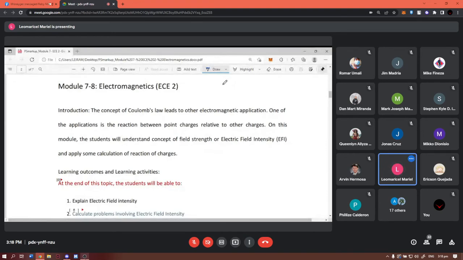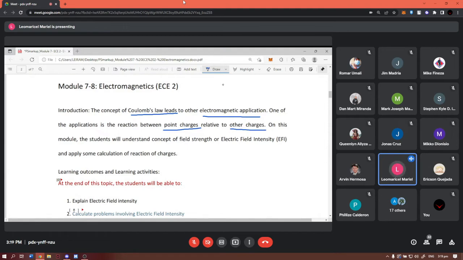Now, our topic for today is about the electric field intensity. So that is another application of electromagnetics. Now, if you understand the concept of Coulomb's law last time, this would be easy for you to understand too. Why? Because the concept of Coulomb's law leads to another electromagnetic application. And what is that? One of the application is the reaction between 2 point charges relative to other charges.